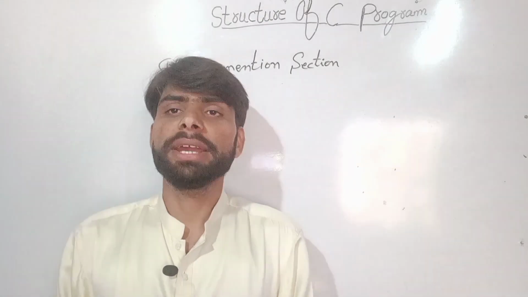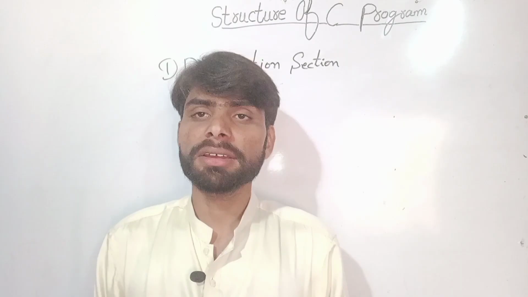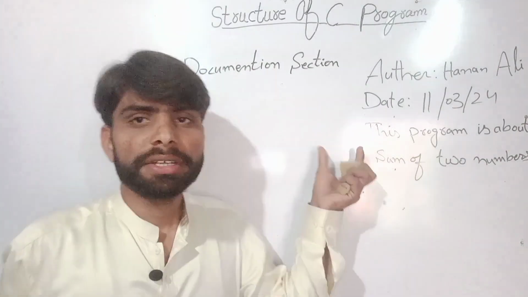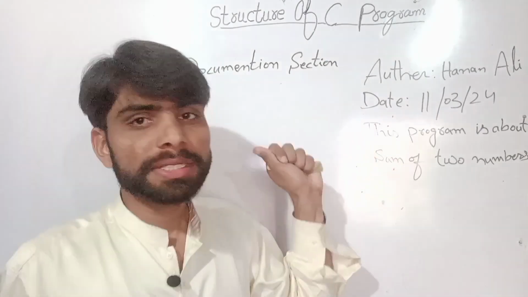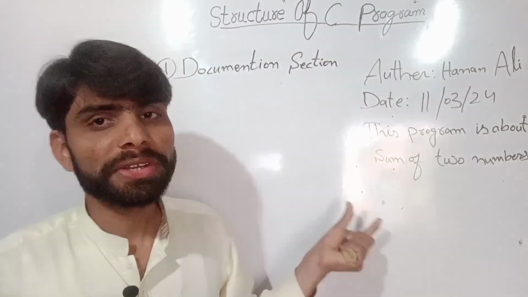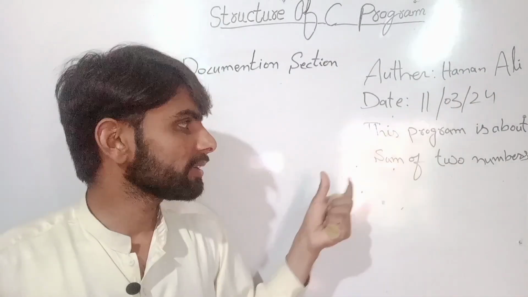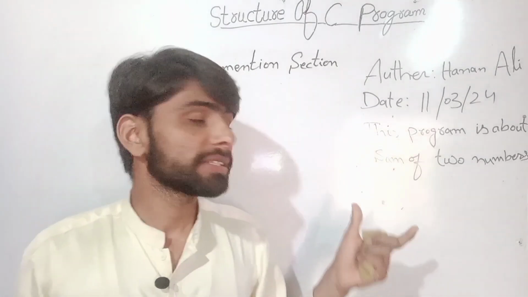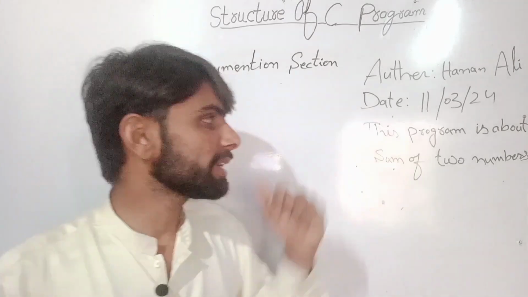For example, I want to write a documentation section about a simple sum program. Then how will I write it? Documentation section: this is the detail of the simple program. For example, I have written a sum of two numbers, so I will write the documentation about that: written by Hanan Ali, the author, the time it was written, and what the program is about. This is the basic, simple addition of two numbers. So this is the documentation section.